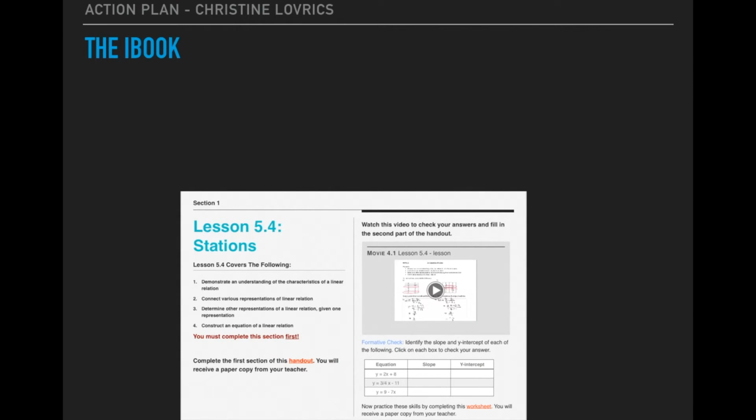So in terms of the iBook, for Unit 5, which is our linear relations unit, we created an iBook. I really liked it because, again, very similar to the Google site, it did a really good job at housing all of the information in one place.